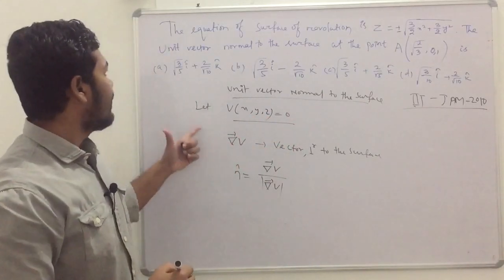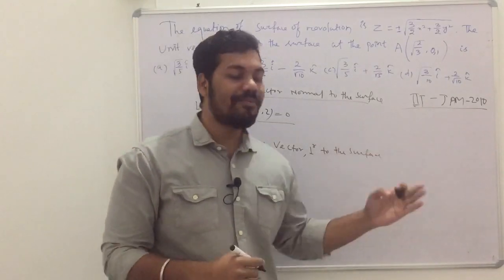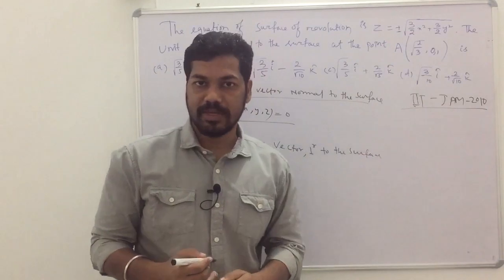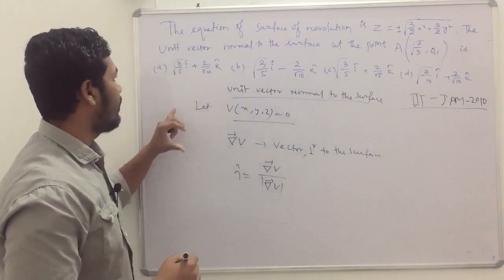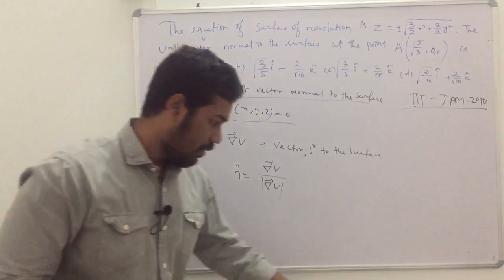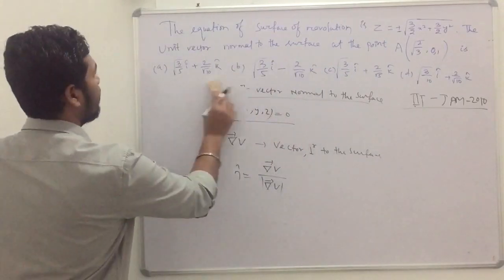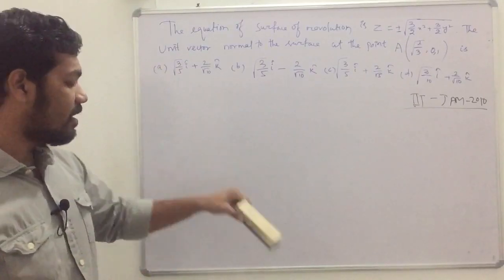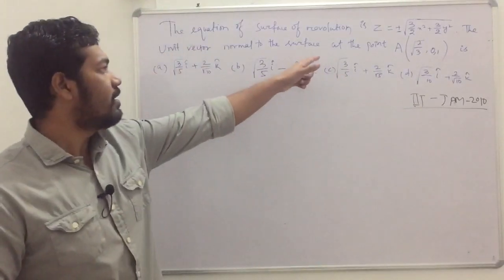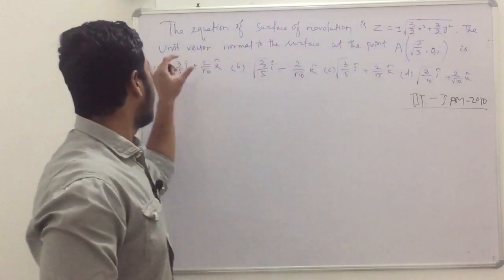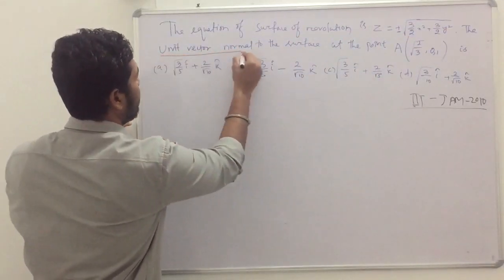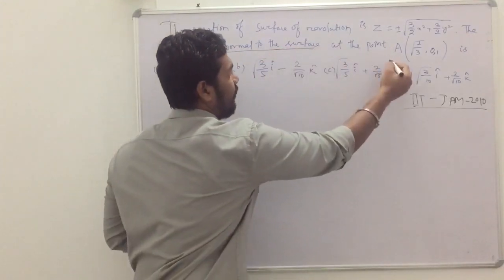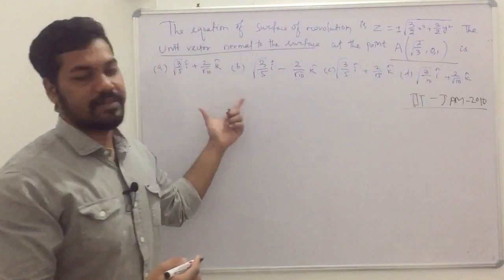Let's see an example which has already appeared in the IIT JAM examination in the year 2010, which is completely based on these concepts. Let's see the question. The question says the equation of the surface of revolution is z equals this. The unit vector normal to the surface at the point given is asked.